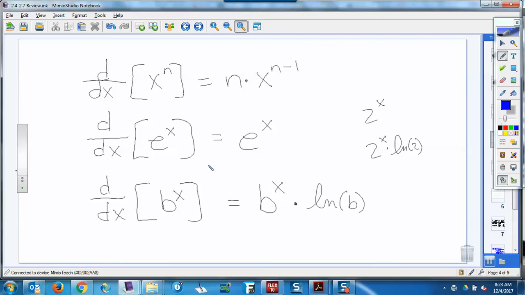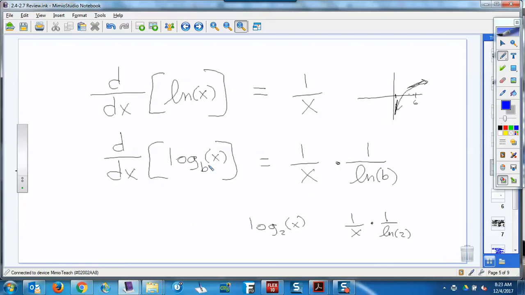Okay? And then ln x, so Harish asked about this, so maybe you want to jot these down again, but ln x, the derivative, that's 1 over x. And then if you got another base, 10, or some other base, then it's 1 over x, and then 1 over ln of the base. Okay, so log base 2 would be 1 over x, and then 1 over ln 2. Okay? All right, and those are all written out in those sections as well.